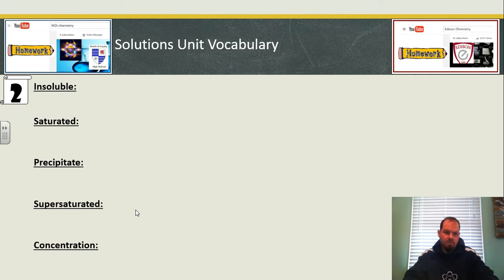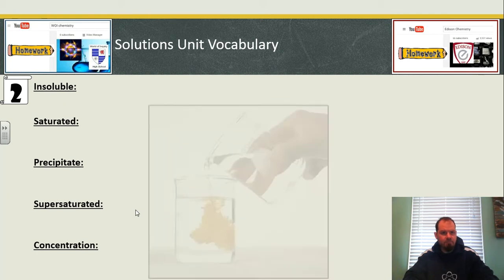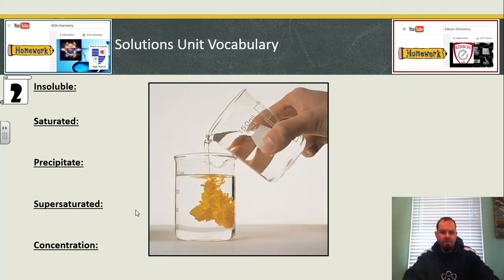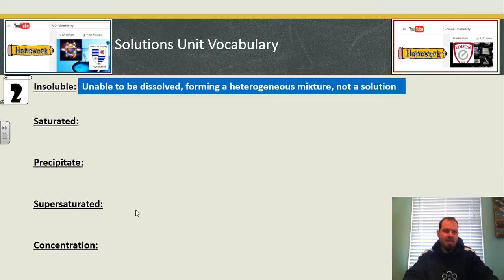Insoluble. Well, guess what? This means that it doesn't dissolve. So there you go. I see a precipitate forming. That yellow stuff is not dissolving, which is kind of cool. We'll do that in lab. Unable to be dissolved, forming a heterogeneous mixture, hence not a solution. Heterogeneous, two different things.